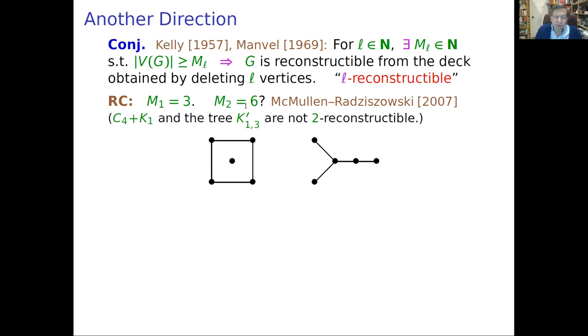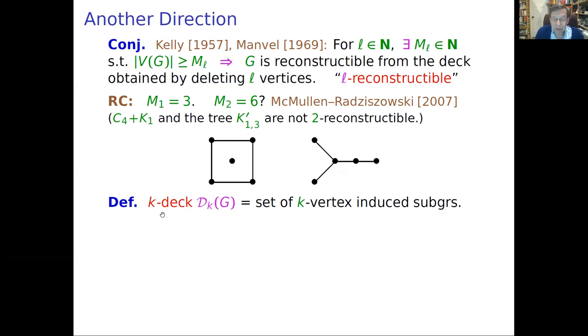And this would be sharp when you think about these two graphs, a 4-cycle plus an isolated vertex, or a claw where you subdivide one edge. These two have the same 3-deck, the deck of 3 vertex-induced subgraphs. So that means you're deleting 2 vertices. So these graphs are not 2 reconstructible because they have the same 3-deck. So I use the term k-deck for the set, or multi-set rather, of k-vertex-induced subgraphs.